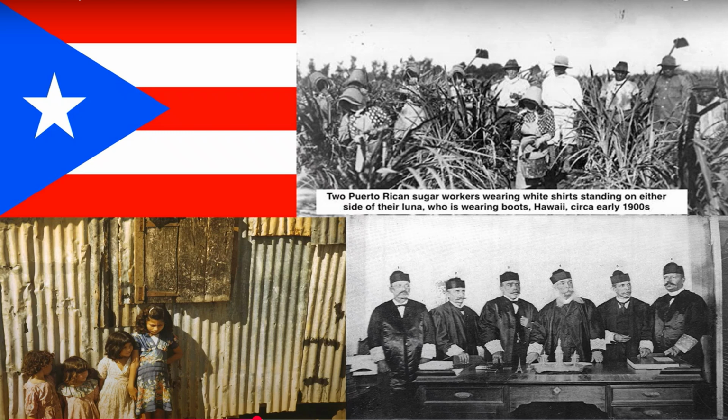This is a picture of the Puerto Rican Supreme Court. As I mentioned, there were considerable interests in Puerto Rico that wanted to remain part of the American empire for both economic reasons and for local political reasons, because there are local political parties in Puerto Rico. And of course, poverty was and is a major issue in Puerto Rico.